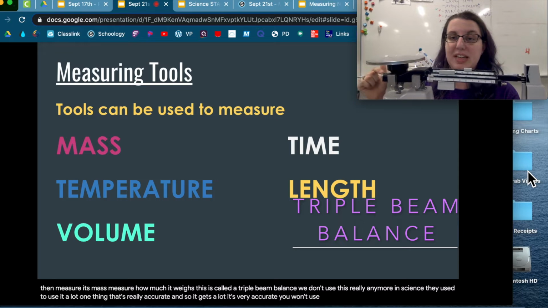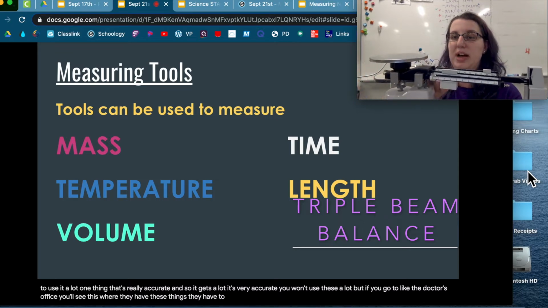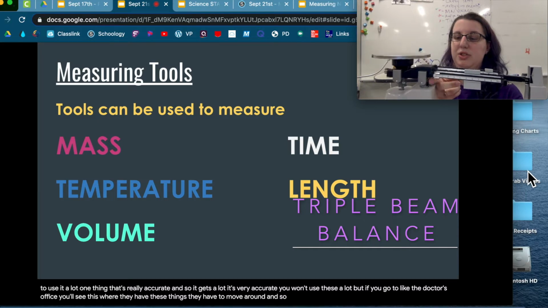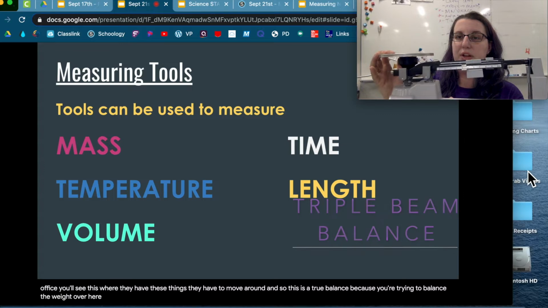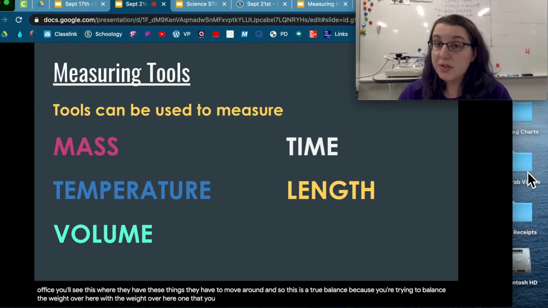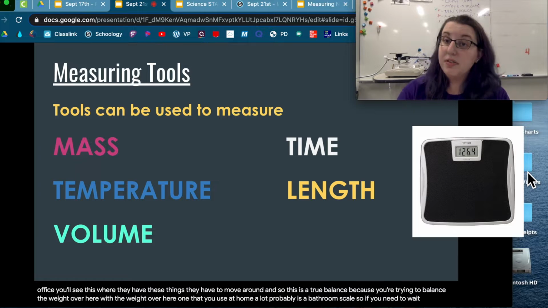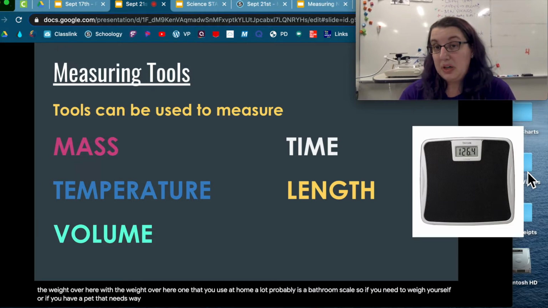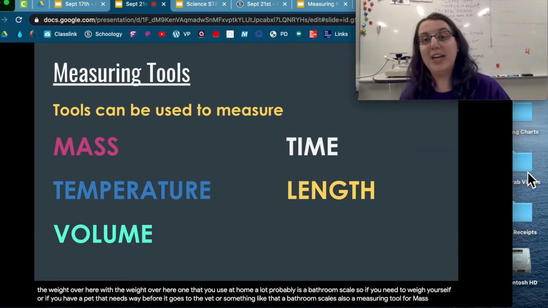You won't use these a lot, but if you go to like the doctor's office, you'll see this where they have these things they have to move around. And so this is a true balance because you're trying to balance the weight over here with the weight over here. One that you use at home a lot probably is a bathroom scale. So if you need to weigh yourself, or if you have a pet that you need to weigh before it goes to the vet or something like that, a bathroom scale is also a measuring tool for mass or weight.